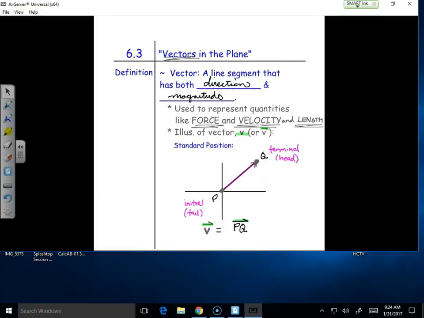Question: how do we see direction in the line? Well, the arrow. He says arrow, but it's only going one direction.